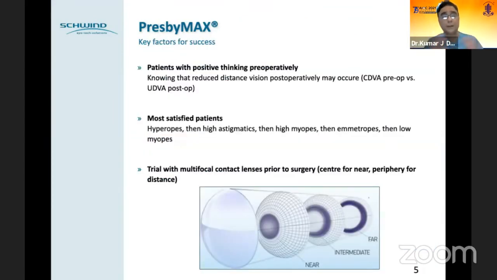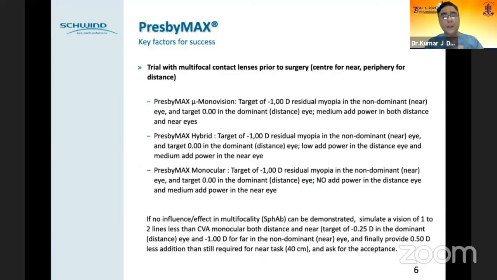The most important thing here, as rightly mentioned even by Mohita, is that you need positive thinking patients. In my practice I have seen that hyperopes are happy with this kind of treatment, and high astigmatics. Low myopes and myopes are not at all happy with Presbymax, because they tend to compare with the normal vision that they have. And again, I say that we are creating a biaspheric surface on the surface of the cornea. It is very important that these patients do have a trial with multifocal contact lenses.